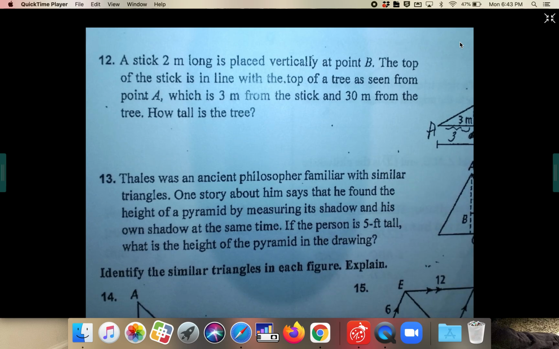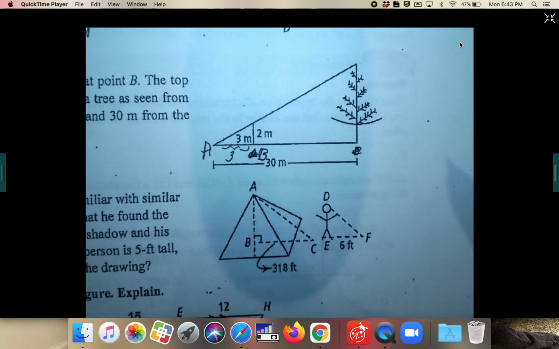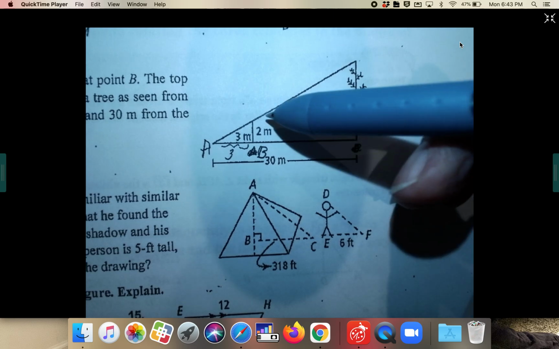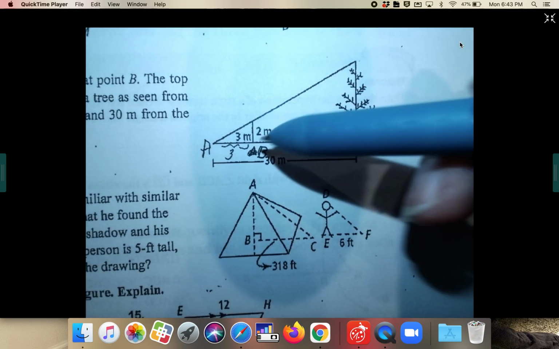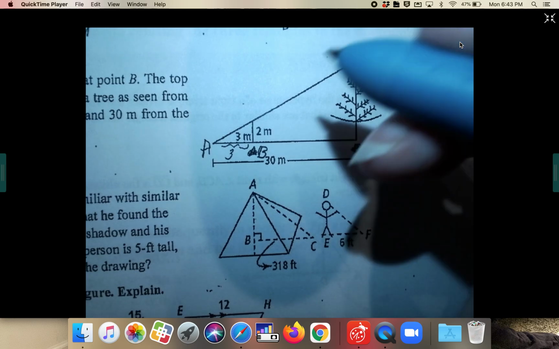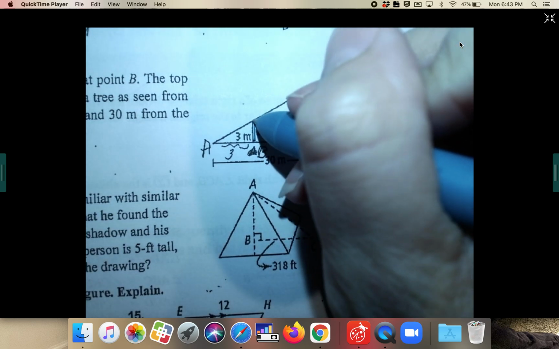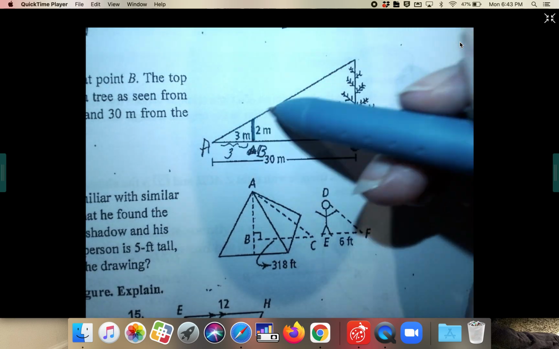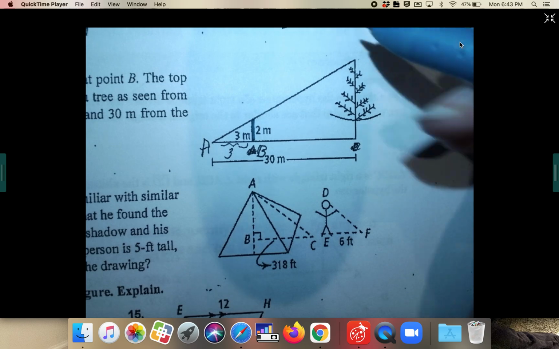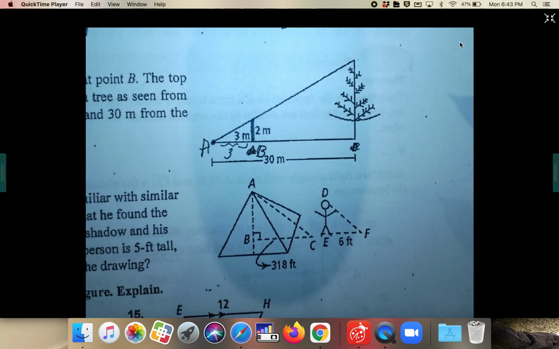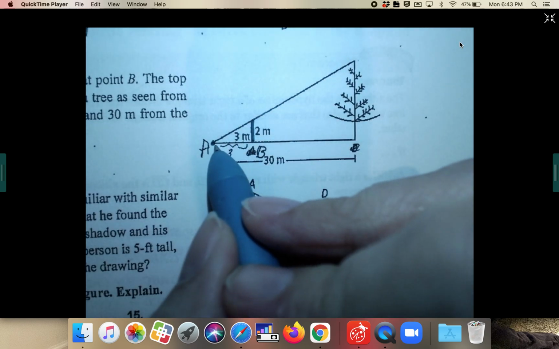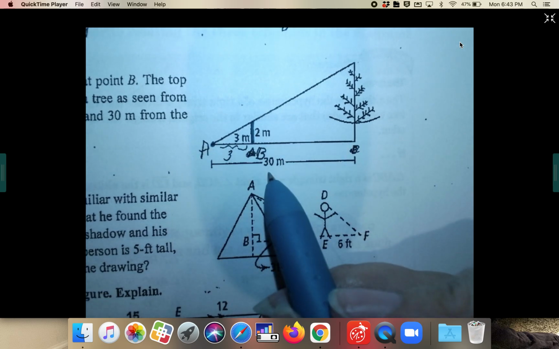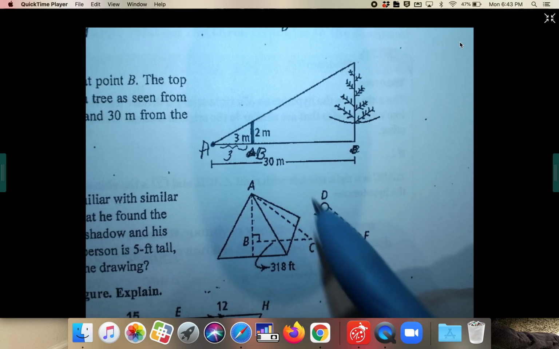So this is a word problem. Let me try to figure this out with you. A stick that is 2 meters long is placed vertically at point B. So here's your stick. The top of the stick is in line with the top of the tree as seen from point A, which is 3 meters from the stick. So here's your 3 meters from the stick. And it is 30 meters from the tree. So there's a 30 down here. How tall is the tree?